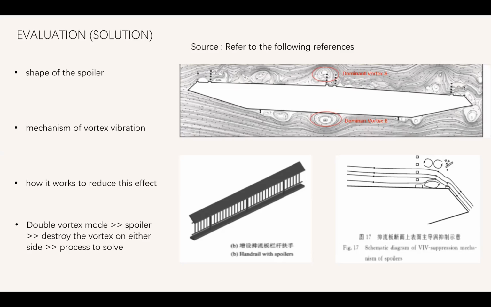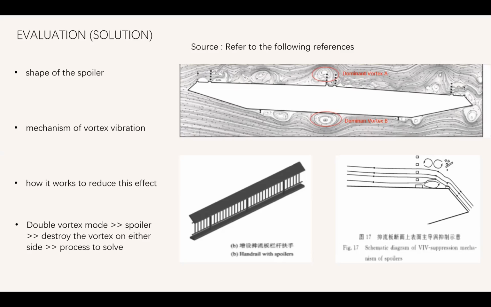For the solution, the spoiler is basically a horizontal wind plate structure that we usually install on the railing of the bridge. And our aim is to destroy these double vortex modes. As you can see, the dominant vortex A on the upper surface and dominant vortex B on the lower side. So we have to destroy them to keep the bridge from being affected by this vibration.